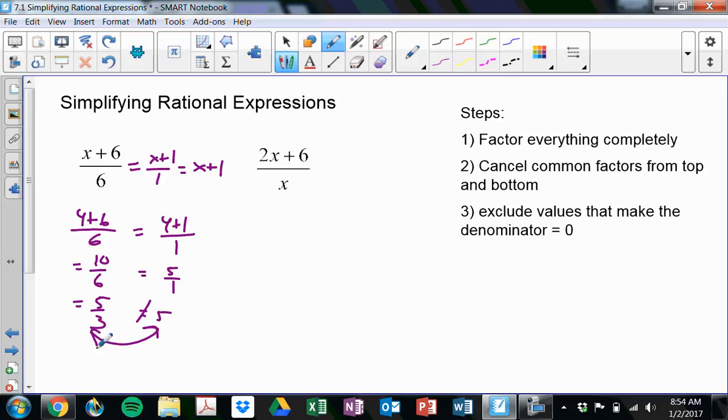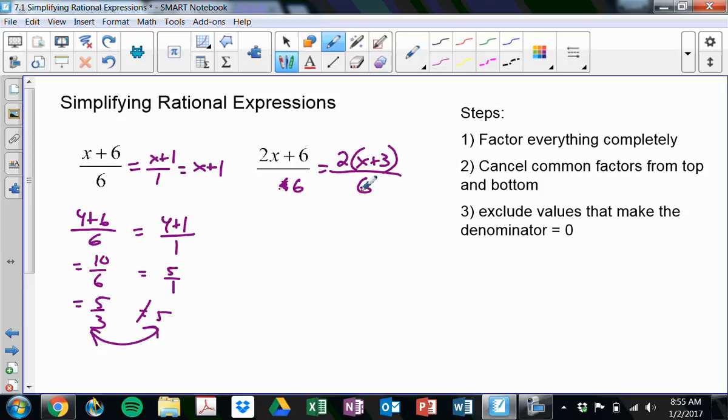You can't just cancel the 6's because the 6 has the x added to it. And so whenever there's addition or subtraction next to a variable, you can't just cancel the piece of the something. Over here, I can't cancel the 2x and the x, or the 6 and this stuff. I can't cancel the 2x and the 6, or the 6 and the 6. But what I can do is factor the top. And the top factors into this.